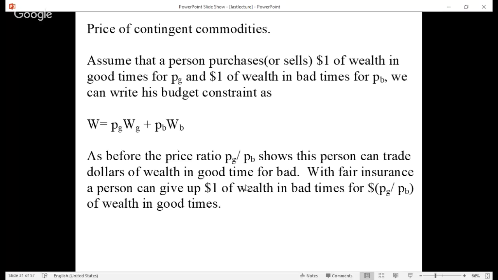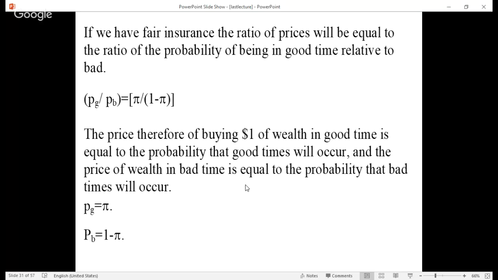But with fair insurance, a person could give up $1 of wealth in bad times for $1 of wealth in good times. Now that's opposite of what we usually think, right? But I think your book does it just so you can get the concept and not denote when things are good and when things are bad. So if I have fair insurance, the ratio of prices will equal the ratio of the probabilities of being in good times relative to bad times. And we can do math to show that: PG over PB is going to be pi over 1 minus pi, right?